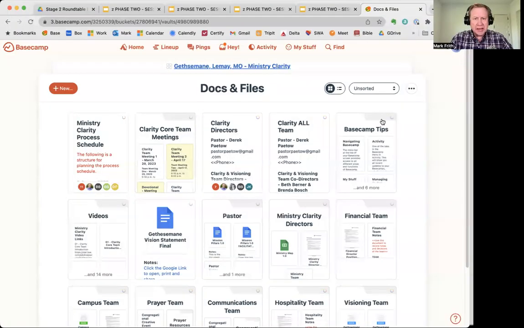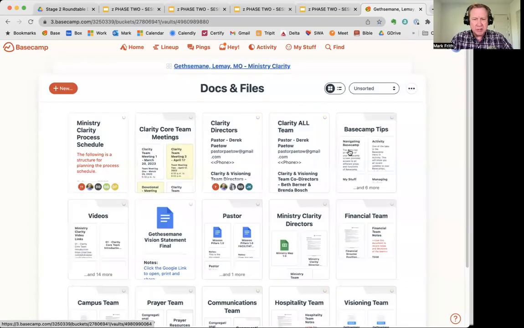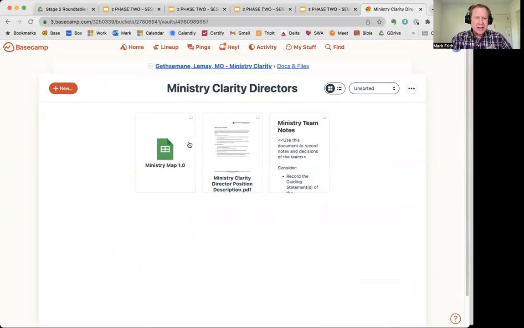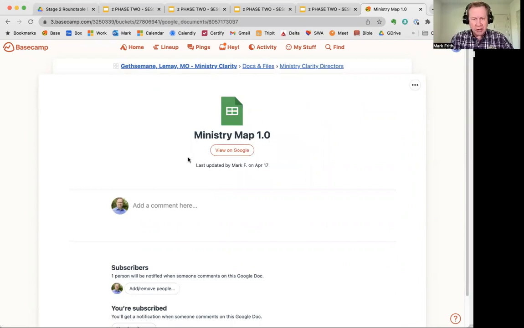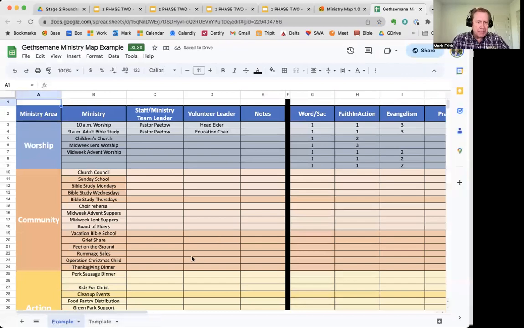If we open up our Basecamp, here it is. We're going to go into Docs and Files. We're going to find the ministry map, which is located in the sector of the Ministry Clarity Directors. Here's the ministry map loaded into a shareable Google Drive. So we're going to click on View on Google. There we go. And this is our ministry map.